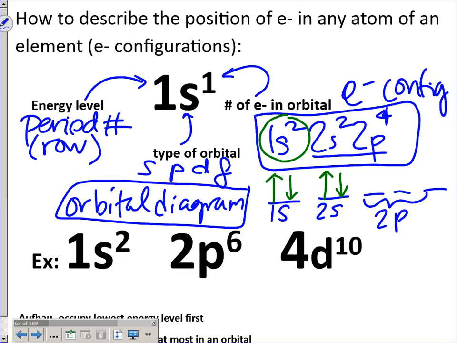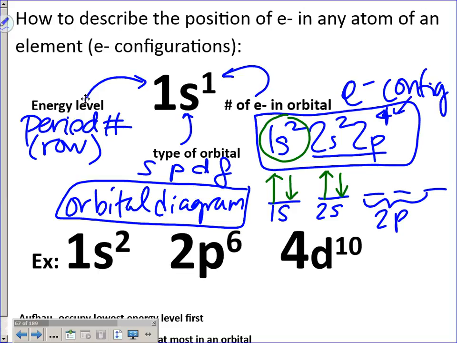I didn't already say the magic rule, but have you figured out what the magic rule is for the maximum number of electrons per orbital? How many electrons can fit in one orbital? 2. That's why I didn't add more there, right? So maximum I could put 2, 2, 2. I don't need all that space though. I only have how many electrons? 4. So here are the rules.